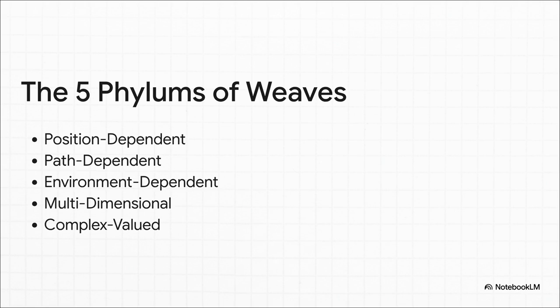They dreamed up these really exotic types, weaves that could change based on their own past, or weaves that could exist in multiple dimensions, or even weaves built from complex numbers. I mean, the possibilities started to seem endless.